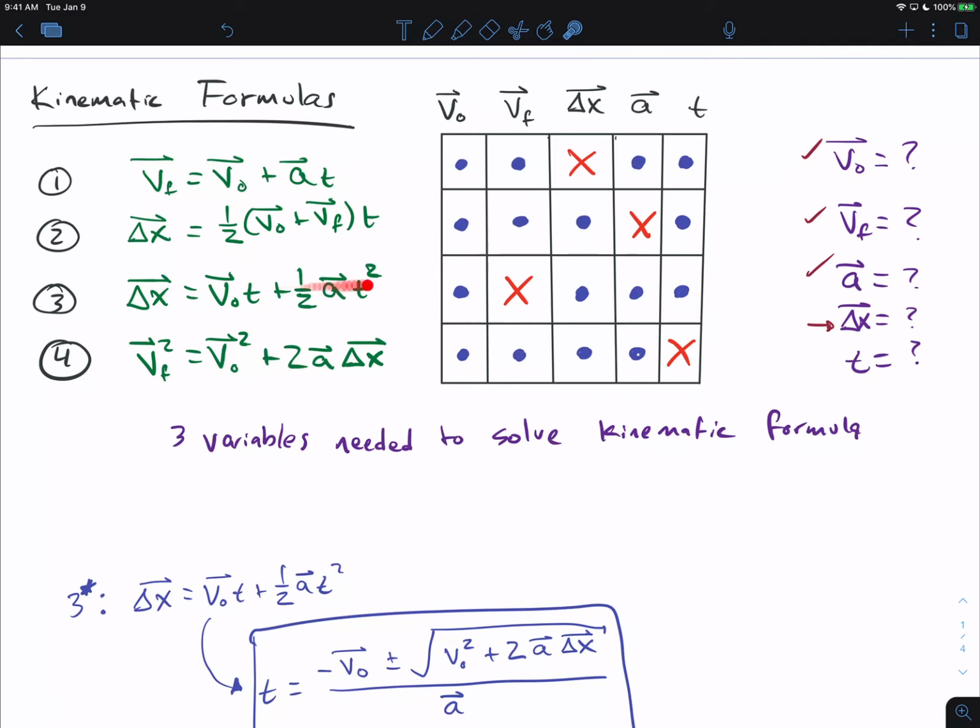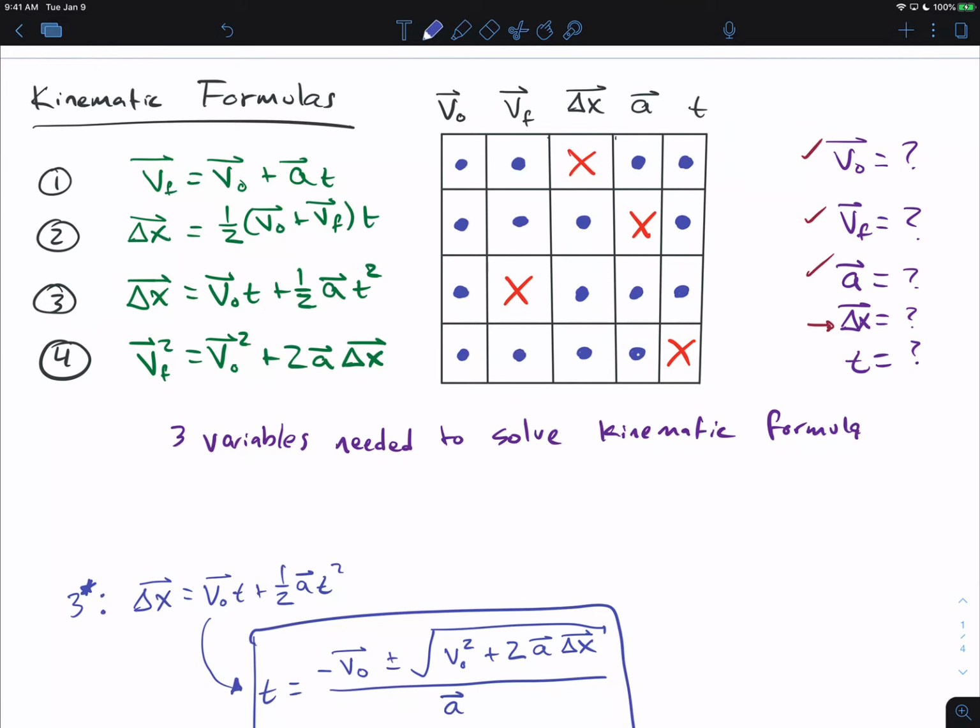But if I look here at number 3, the one that does not require us to know what my final velocity is, it has initial velocity, good, we know that. It has displacement, good, that's what we're looking for, that's one of our variables. Acceleration, we know this, and time. For us, this was 4 seconds, this is good. This formula right here satisfies everything that we know and what we want to know.